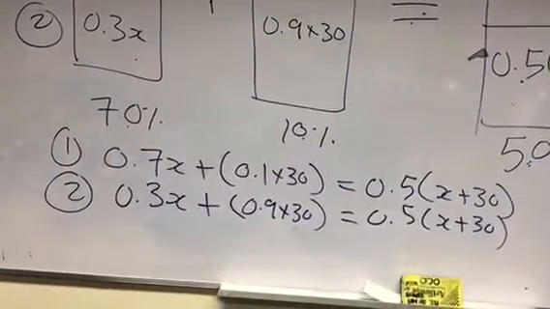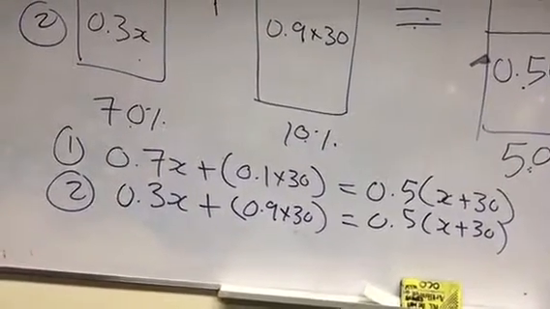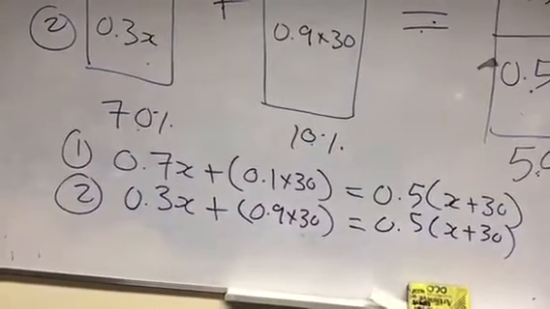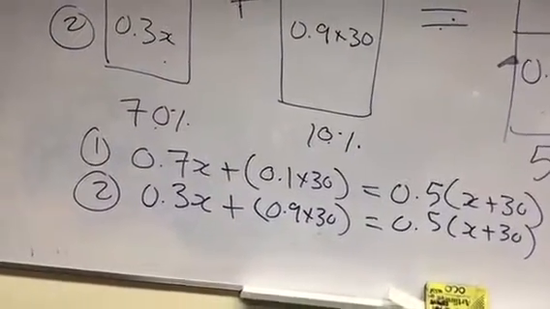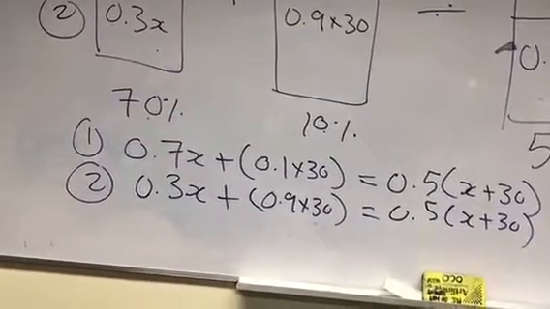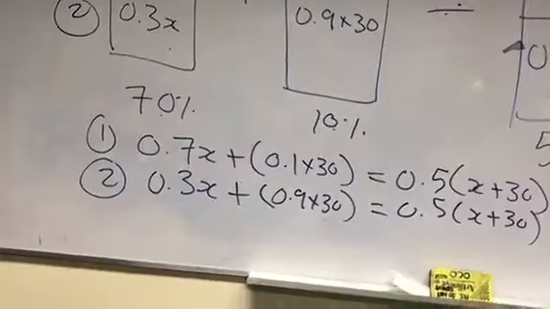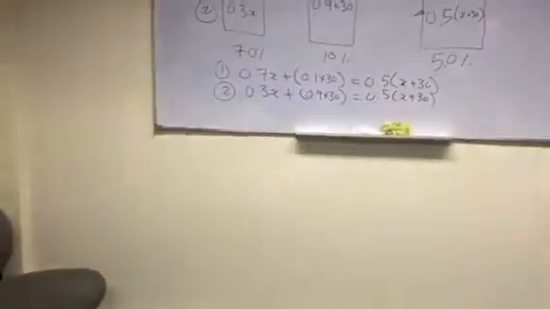Both of those equations add up to the same thing, 0.5x plus 30. Therefore, equation 1 on the left-hand side also equals equation 2 on the left-hand side. In other words, and I'll just bring this up here, and that's how we're going to solve it. That's the trick.